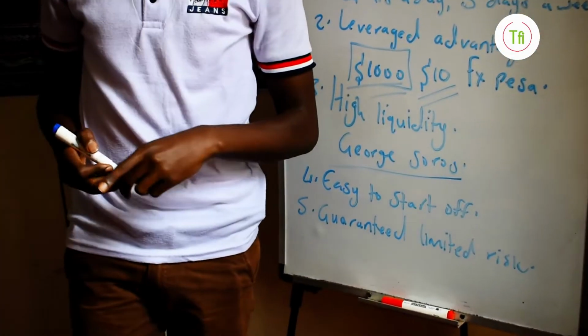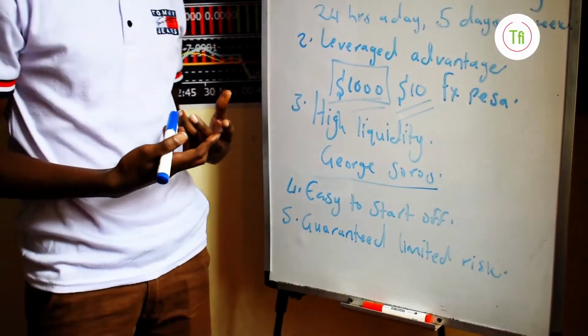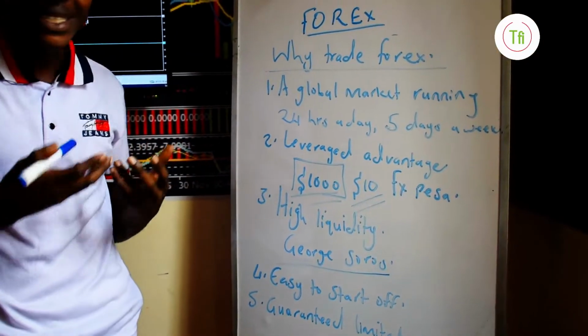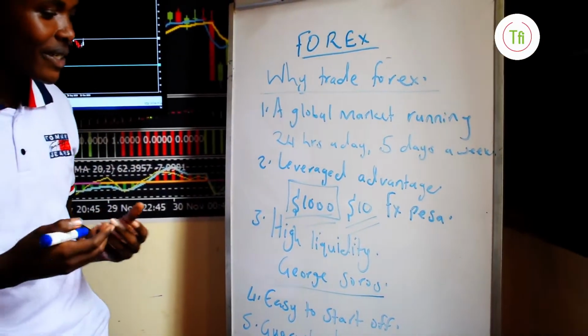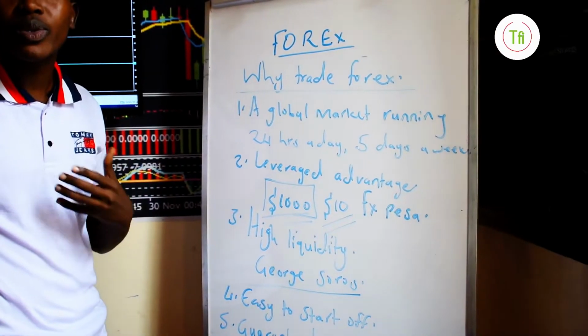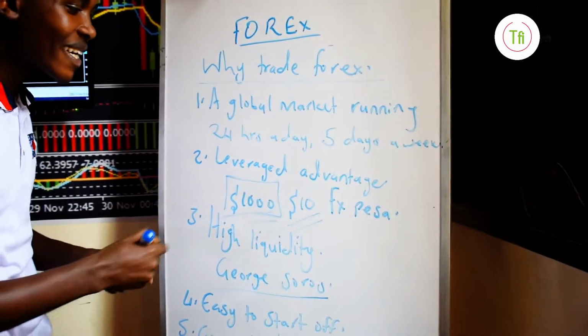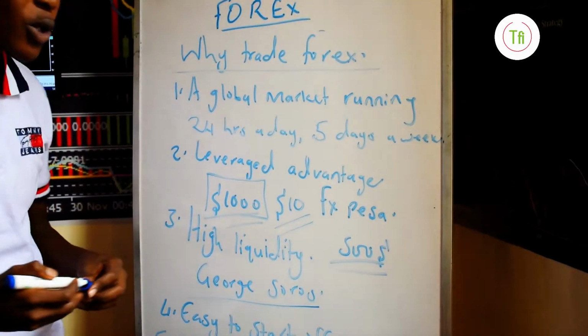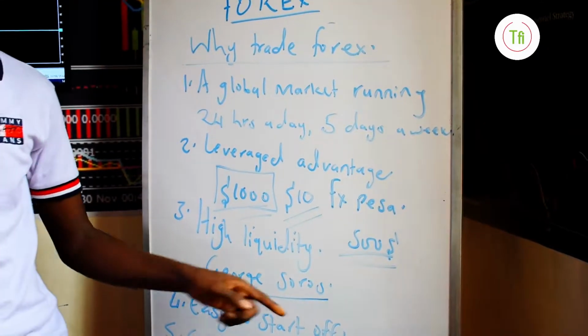A guaranteed limited risk. This helps you when it comes to trading. You can be able to limit your risks, unlike when it comes to gambling. In gambling, when you are losing, if you have placed a stake of $500, when it comes to losing, you lose completely. You lose one game, you lose everything.